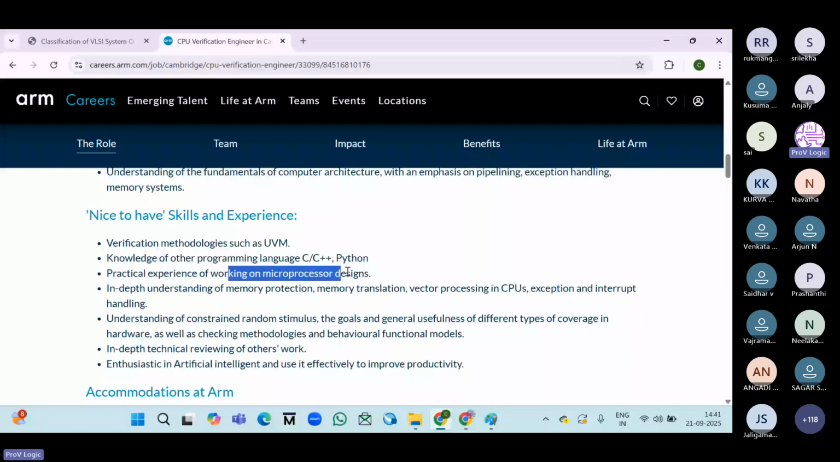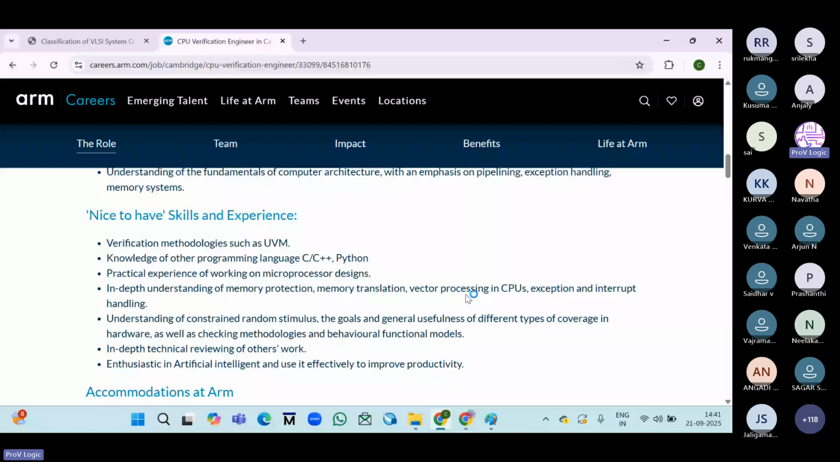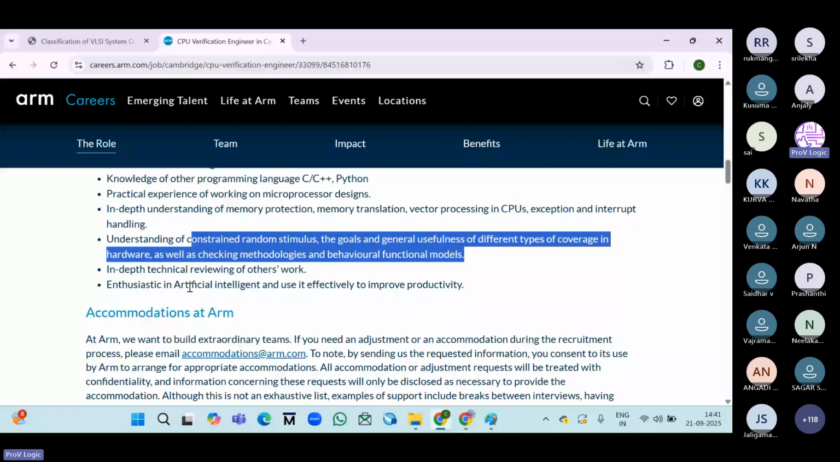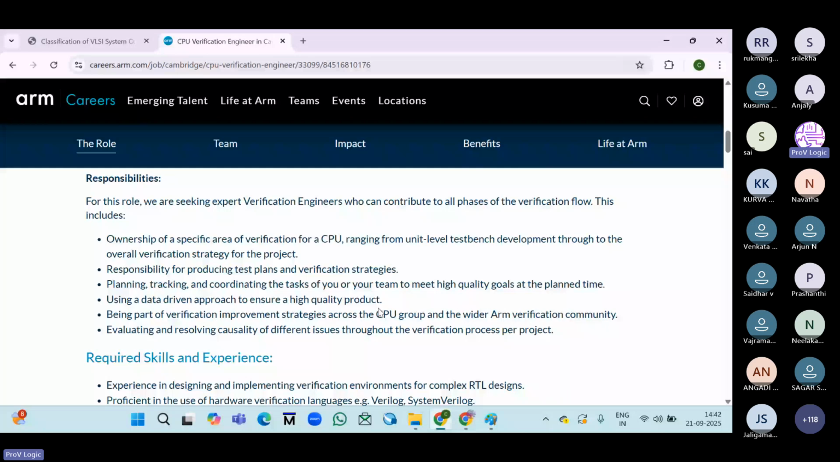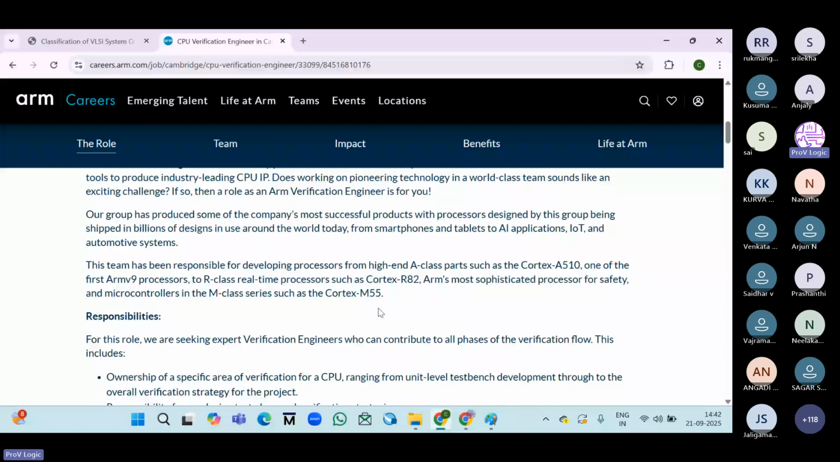Microprocessor designs, the CPU execution, how interrupt handling works, how memory protection works. These are some of the concepts. Constrained random simulation in SystemVerilog, and coverage, is most important. If you have any artificial intelligence experience, that is a plus nowadays, but before also it was the same. You must have C++ if you are applying for CPU verification, especially. CPU verification means nothing but the processor core team.